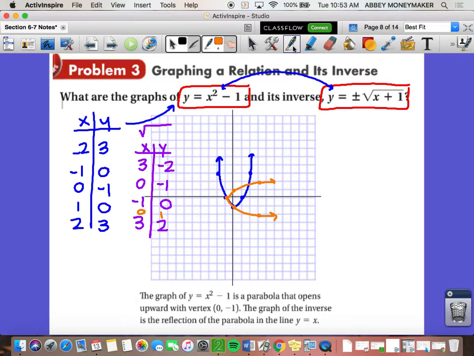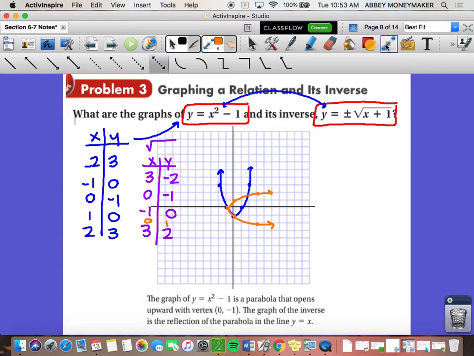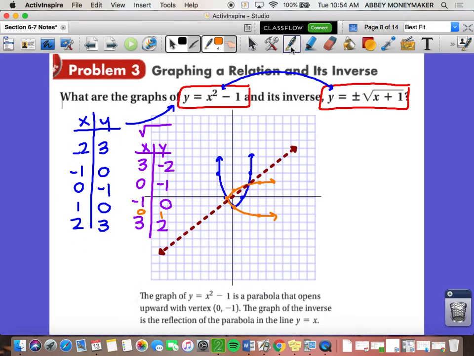So by graphing the quadratic and its inverse, we can still see here that they are in fact reflected over the line y equals x. It is just a mirror image over that line y equals x.